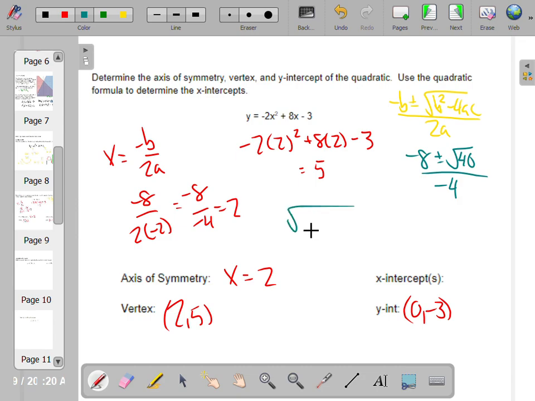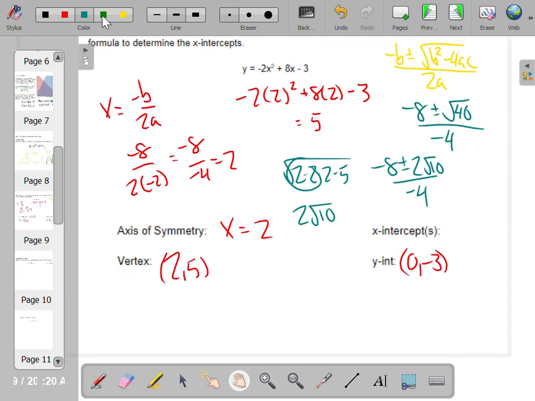I'm going to simplify 40. That's 2, 2, 2, 5. If you factor 40, it's 8 times 5. 8 is 2 times 2 times 2, so this is 2 radical 10. The square root of 4 is 2. So negative 8 plus or minus 2 radical 10 over negative 4, and I can simplify that by distributing the negative 1/4. Negative 8 divided by negative 4 is 2, plus or minus 2 over 4 is 1/2 radical 10. So 2 plus or minus 1/2 radical 10 are the x-intercepts.